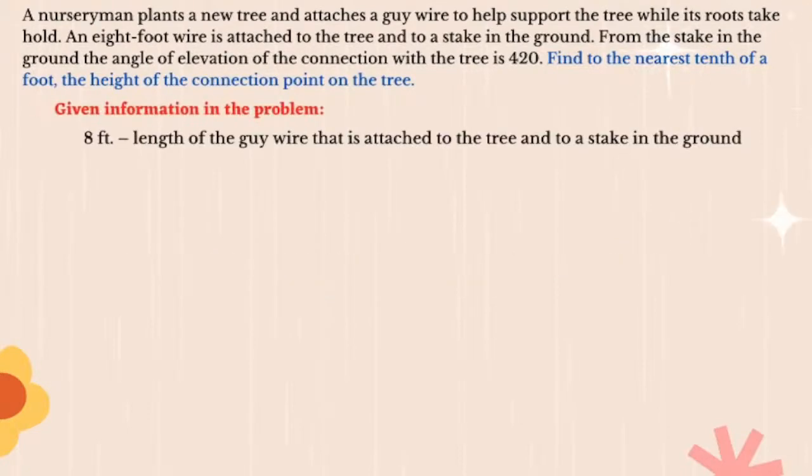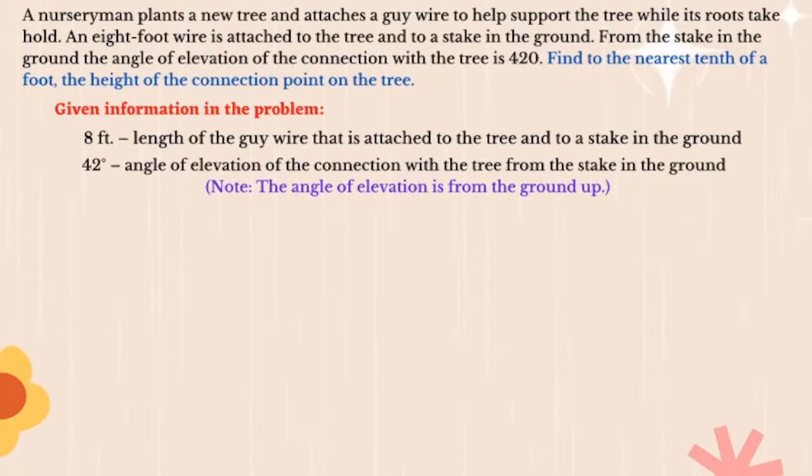8 feet. This is the length of the guy wire that is attached to the tree and to a stake in the ground. 42 degrees. This is the angle of elevation of the connection with the tree from the stake in the ground. Note that the angle of elevation is from the ground up.